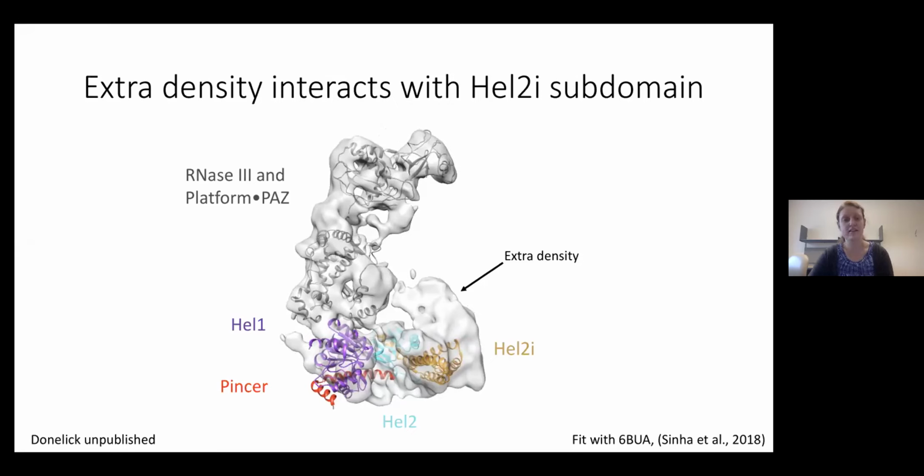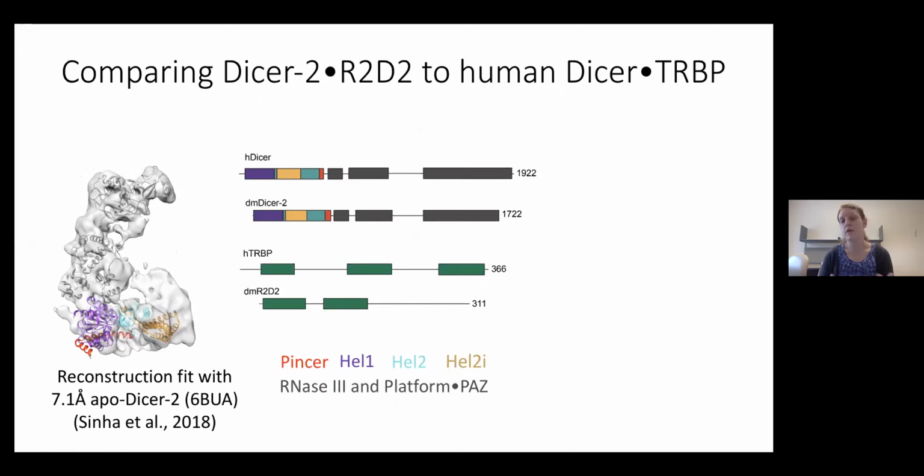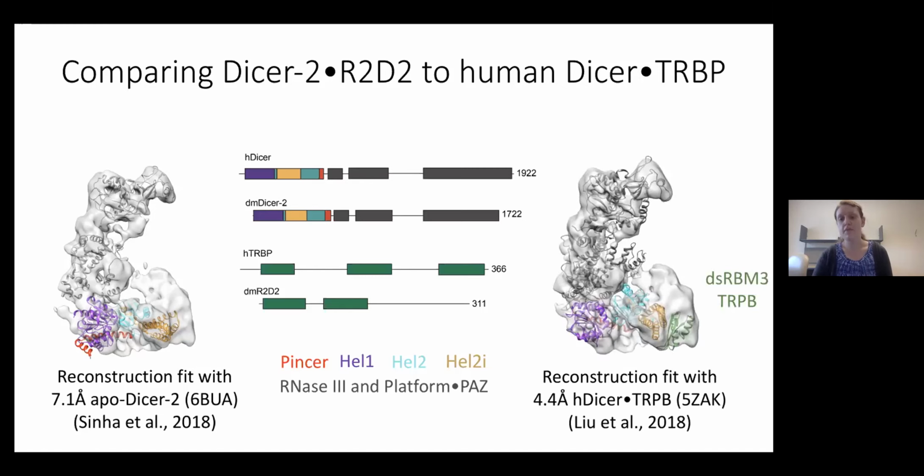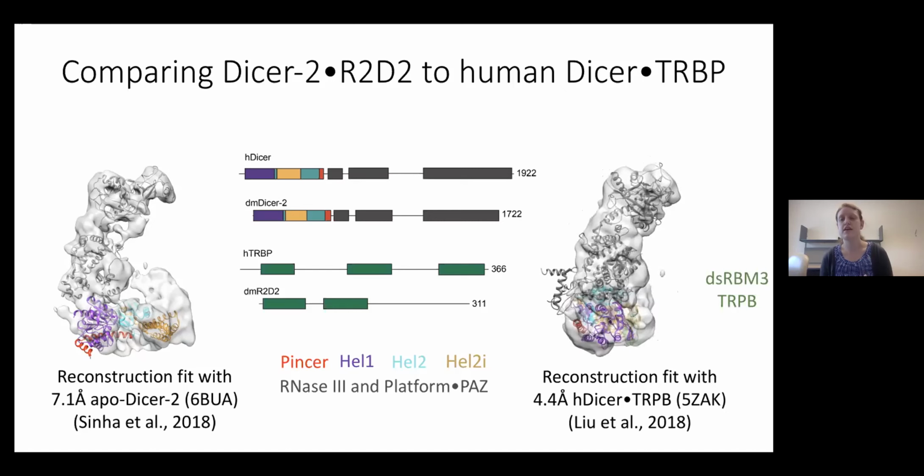And now I'm going to show you how human Dicer and Drosophila Dicer-2 are very similar in domain organization, and human Dicer has a very similar fold to Dicer-2. I'm also showing you that the accessory cofactor for human Dicer, called TRBP, is very similar in domain organization to R2D2 as well, and they're approximately the same size. And TRBP is also a double-stranded RNA binding protein, so it's expected to fold in a very similar manner to R2D2. So with that information, we fit my reconstruction with human Dicer and TRBP.